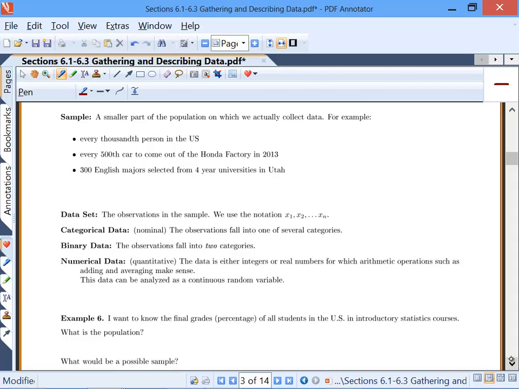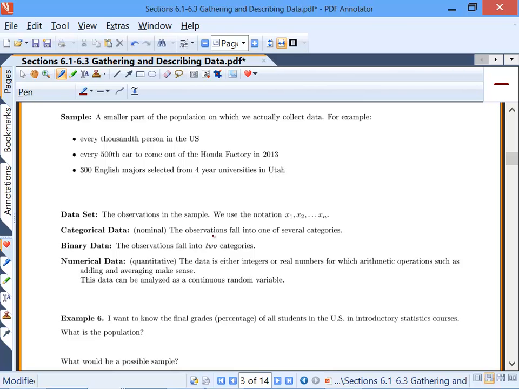So once you take your sample, then you have what we call the data set, which is your actual observations. We'll use the notation x1, x2, up to xn. Those are just your actual values. You can have categorical data, also called nominal, and the observations fall into one of several categories. This would be things like your eye color, because your eye color can be green, blue, brown, hazel, etc. And so you only fall into categories, there's no numbers with it.